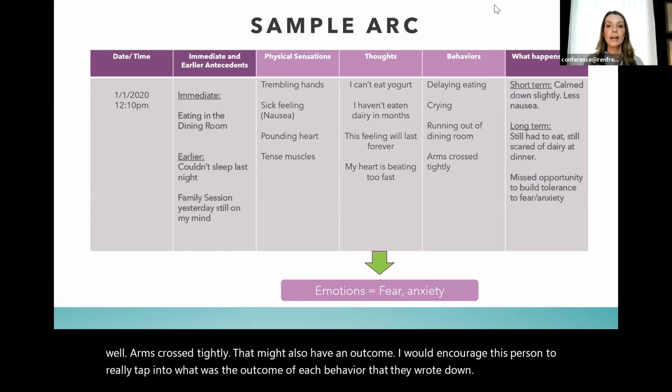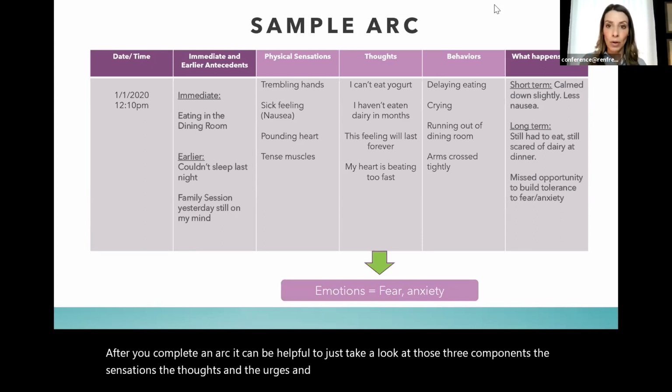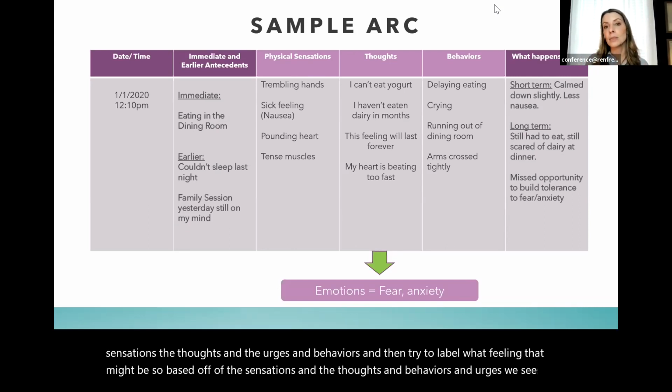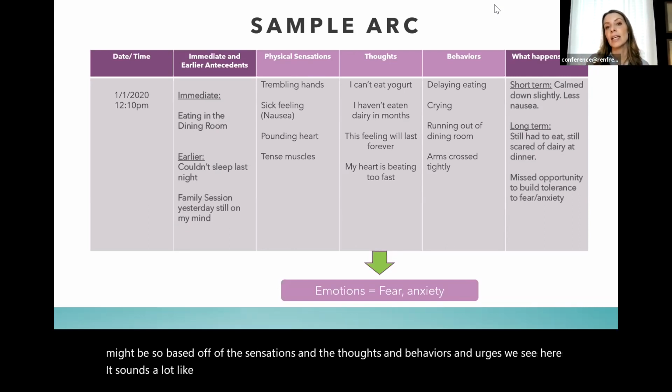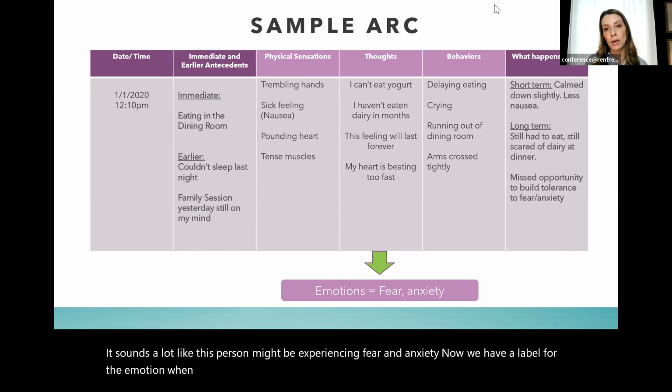After you complete an arc, it can be helpful to just take a look at those three components, the sensations, the thoughts, and the urges and the behaviors, and then try to label what feeling that might be. So based off of the sensations and the thoughts and the behaviors and urges we see here, it sounds a lot like this person might be experiencing fear and anxiety. Now we have a label for the emotion when we really take a close look at those three components.